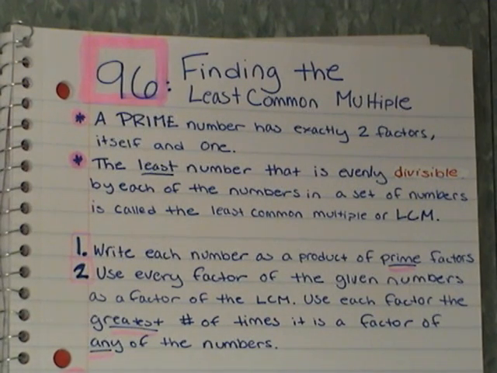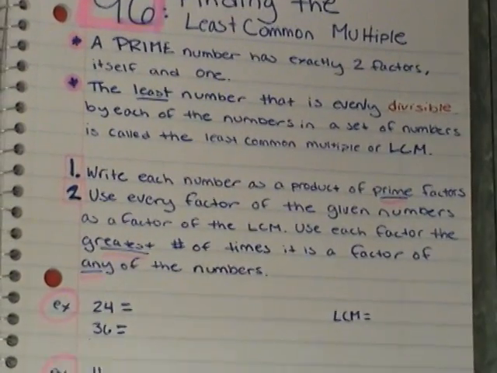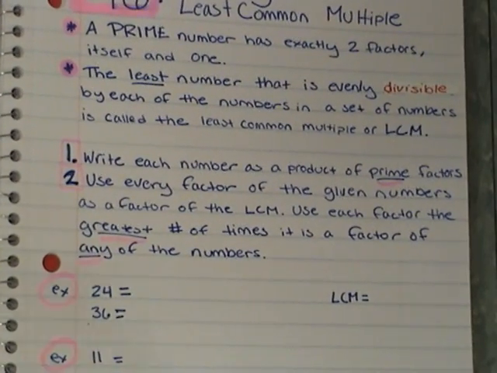Okay, so to find the least common multiple, there are two steps that we have to follow. So here we go. Number 1, write each number as a product of prime factors. Meaning, for example, 24. When we do 24, we're going to make a multiplication problem, and all those numbers have to be prime, and they equal 24. So sometimes it's 4 or 5 numbers, but all the numbers are prime. So we're factoring it into only prime numbers.